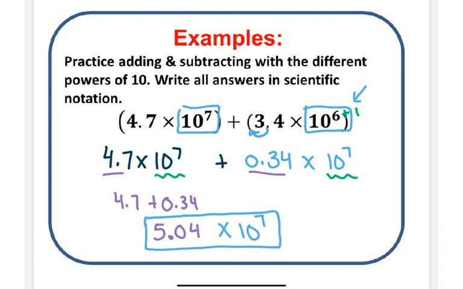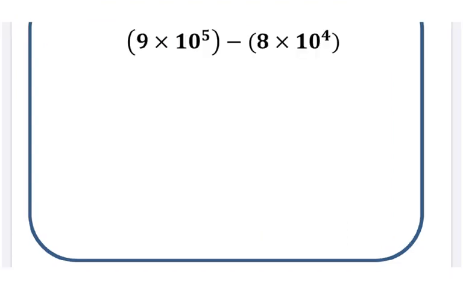Okay, let's look at another example. Notice again, I see that I have different powers of 10. If I'm looking here, I've got 10 to the 5th, 10 to the 4th. So let's do it the other way. Let's convert it all to standard form.